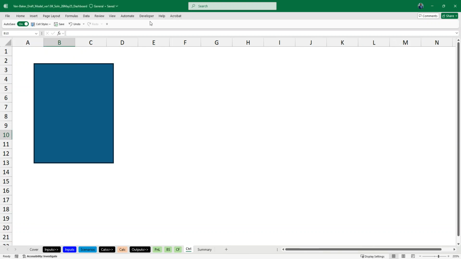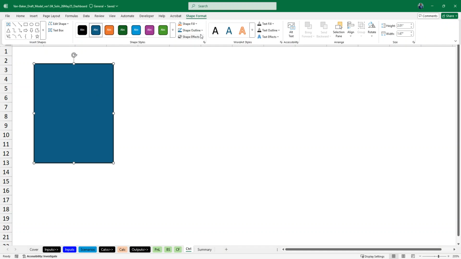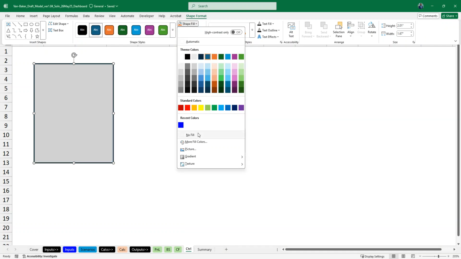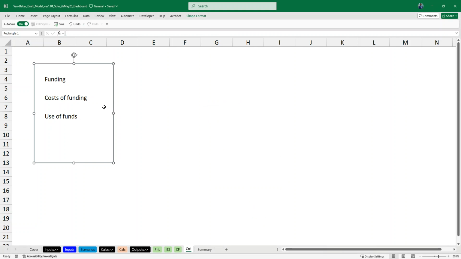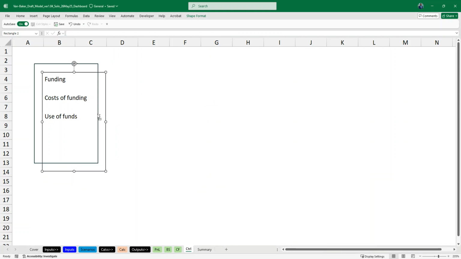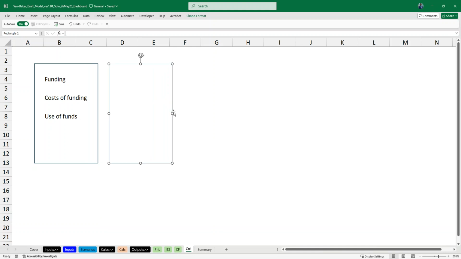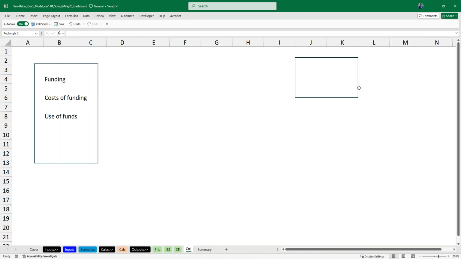So let me remove the fill. I don't want any fill, which means that will be like a segment one. Let me remove this tick line. So this will be our segment one. Now the second segment will be here. Let me just put this shape somewhere.